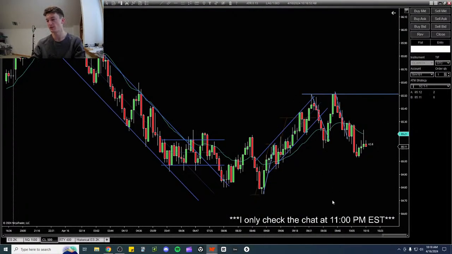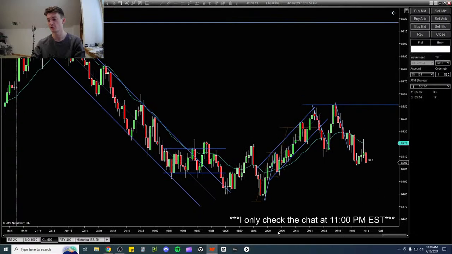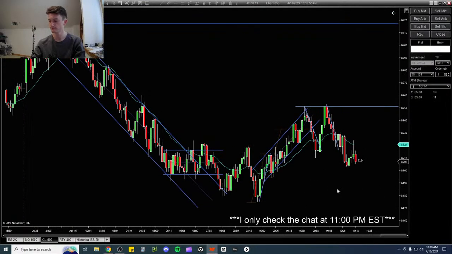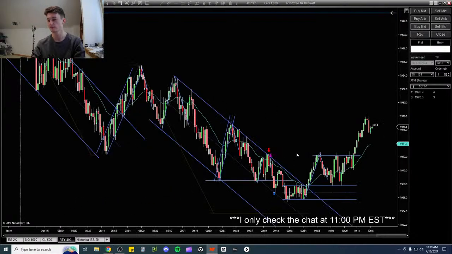CL sort of chopping down. No clear structure as of right now. At least not that I see. Spike and channel up has a break and new high. 2 legs down. Now we're back in the middle of nowhere basically.